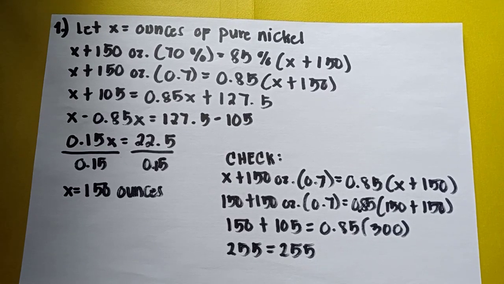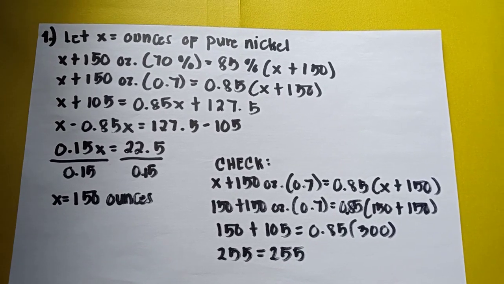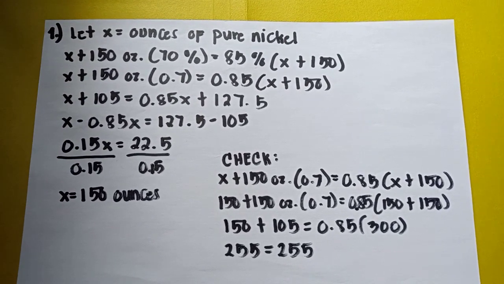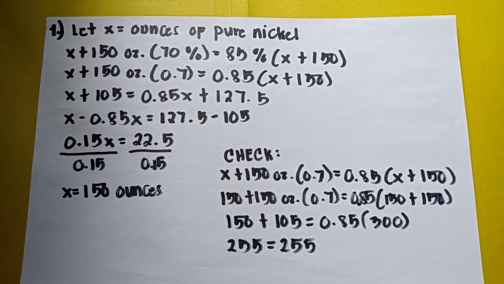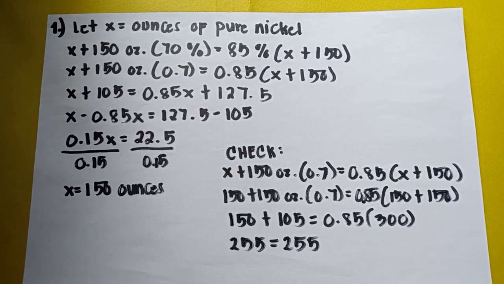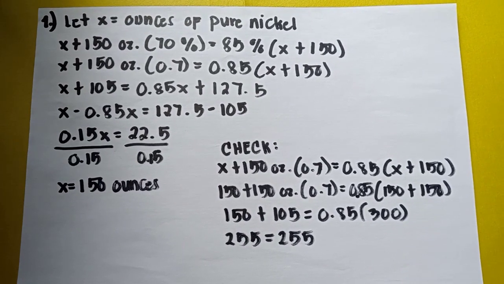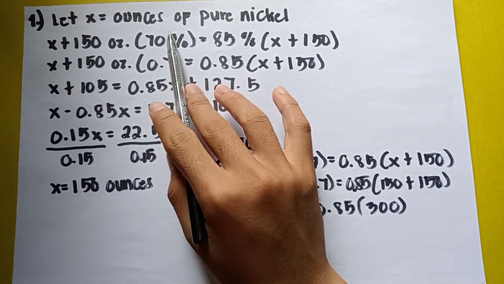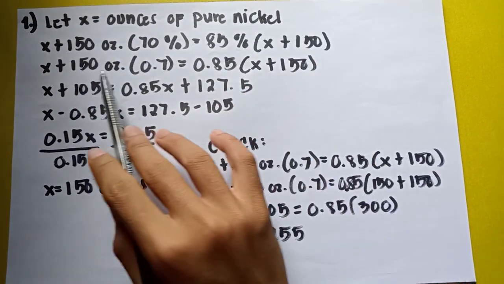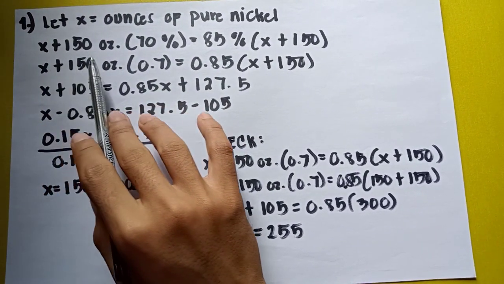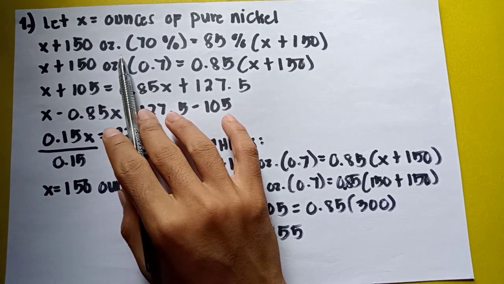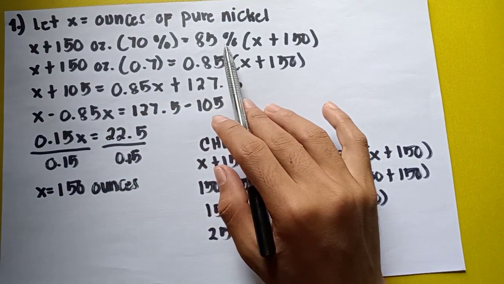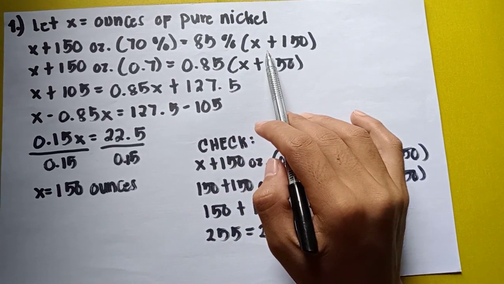Now we're already at our Activity number 2, problem number 1. How many ounces of pure nickel must be added to 150 ounces of alloy 70% pure to make an alloy which is 85% pure? So we will use X as the ounces of pure nickel. So (X + 150) ounces times 70% equals 85% times (X + 150).